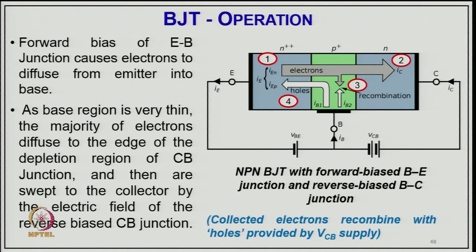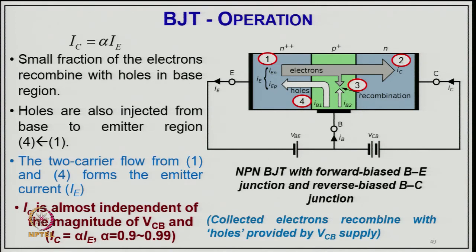This junction causes electrons to diffuse from the emitter to the base, and as the base region is very thin, the majority of the electrons diffuse to the edge of the depletion region of CB, and are then swept to the collector by the electric field of the reverse biased junction. Now, here we can say I_C will be alpha times I_E, because part of the current goes into the base. A small fraction of the electrons combine with the holes of the base region. So, the majority move in this direction as shown in the diagram here, and only a small part moves towards this.